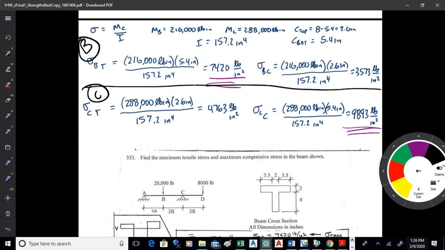So it's 216,000 at B, 288,000 at C. Then I put in my C up and my C down and track which one is which at those different points. Down is the tension at B, and up is compression. It's the other way around at C. So up is the tension at C, down is the compression. So I just run the numbers, pick out the biggest tension and the biggest compression. Those are the ones I'm going to design for. Okay?